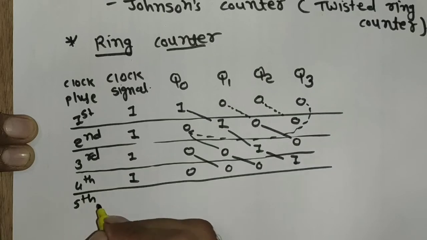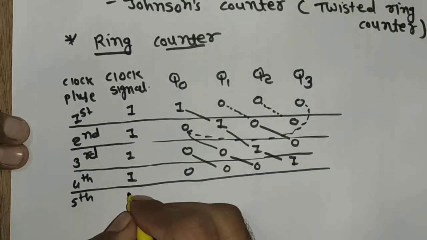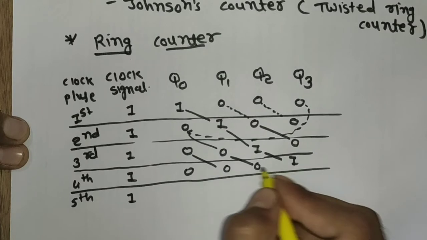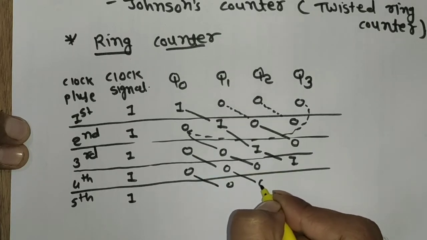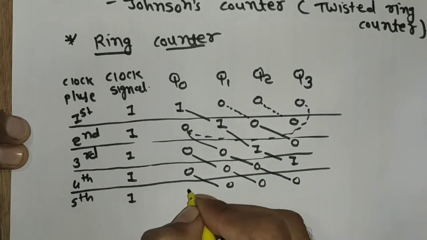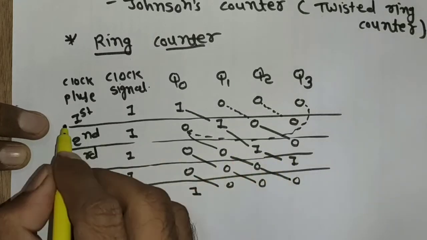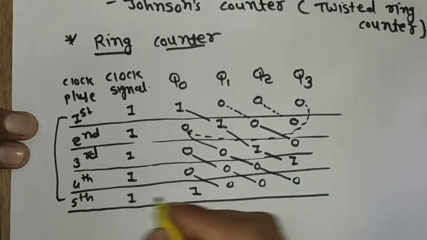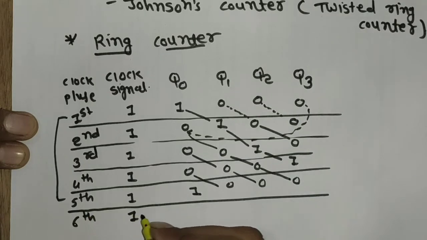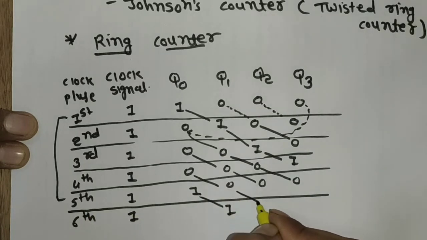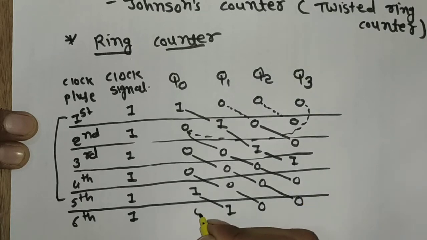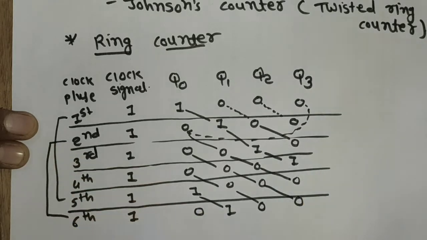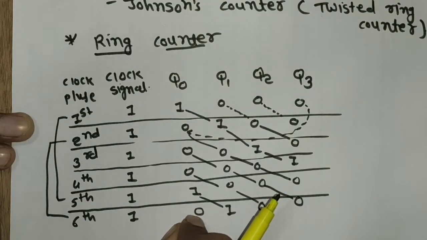This is the fifth clock pulse. Again the clock signal will be 1. So that 0 is shifted here, that 0 is shifted here, that 0 is shifted, and this 1 is shifted to the first. That means the first clock pulse and the fifth clock pulse are the same in the case of the ring counter. When the next clock pulse comes, again that 1 is shifted here, and the rest are 0. So the second clock pulse and the sixth clock pulse are the same. The remaining process is the same. So this is the logic of the ring counter.